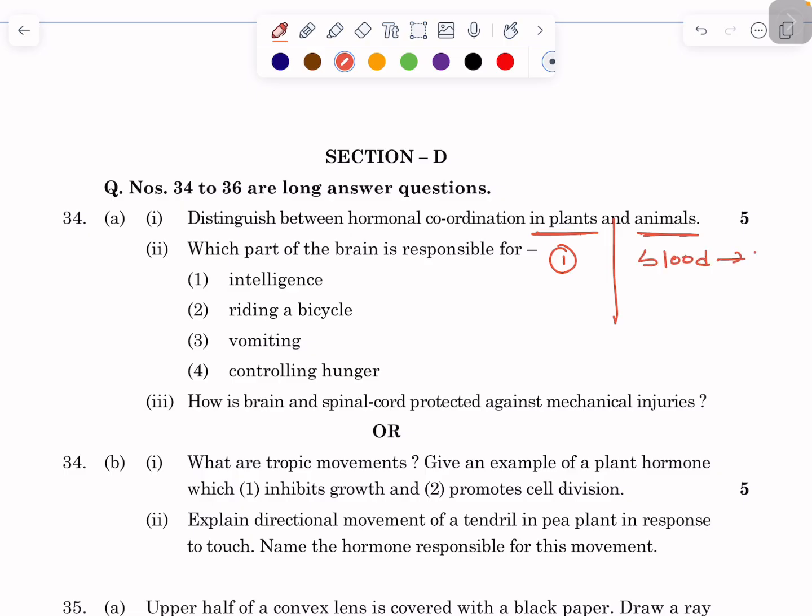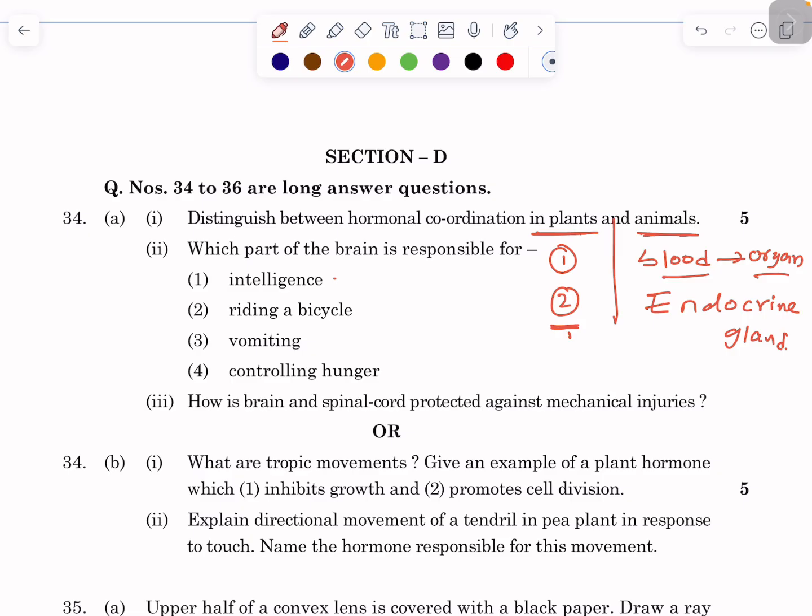Okay, blood to target organ, the hormonal coordination takes place, and for this no specialized glands are required in plant cells, but in animals the hormone is released by endocrine glands. For this, one specialized gland is there, and the name of the gland is endocrine gland. In the case of plants there is no specialized gland. And how does the hormone diffusion take place? In plants it takes place by simple diffusion. In animals it takes place from the blood to the target organ.